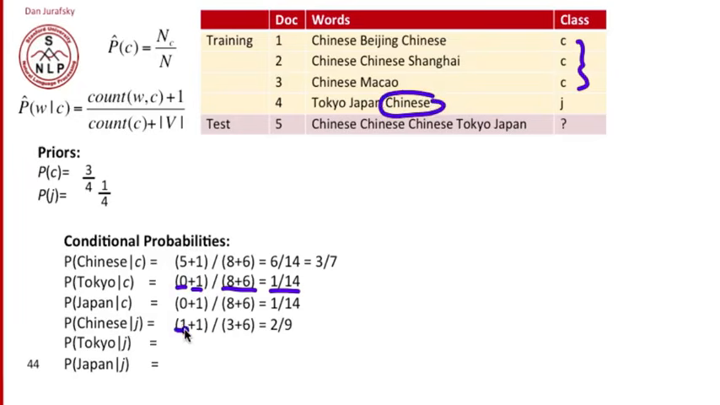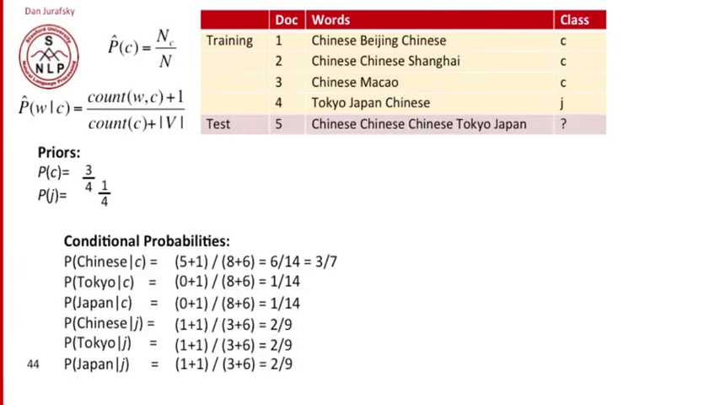And then we'll do, so it's once plus 1 for add one smoothing. And we'll divide by the count of the words in this class. And there's 3 words in this meta document of 1 document. And then again, we add the vocabulary size. And so we've got 2/9. And we can compute the next 2 numbers the same way. So now we have our priors and we have our conditional probabilities.